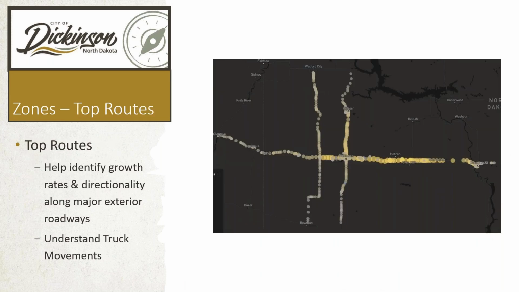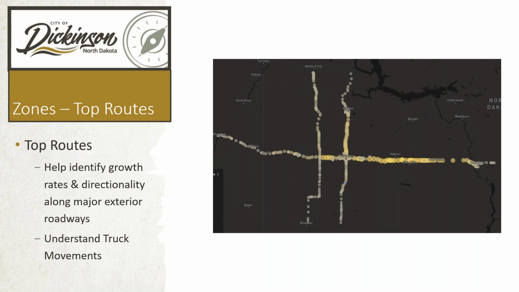So we also did a top routes analysis from Streetlight. This was important to take a look at some of our growth rates, as well as understanding the directionality along the major exterior roadways, those highways we've mentioned, I-94 going to Bismarck and into Montana, and then also North Dakota 22, which runs north and south as well.